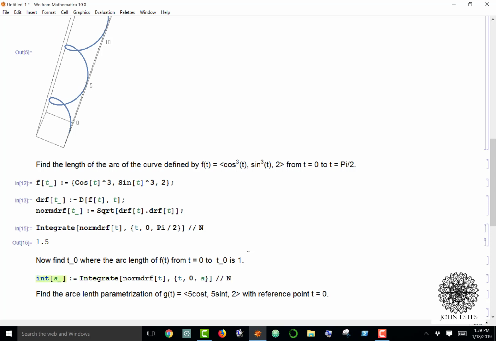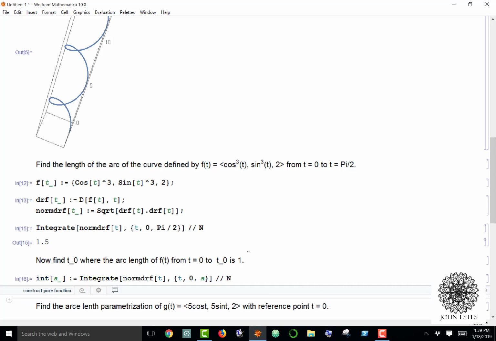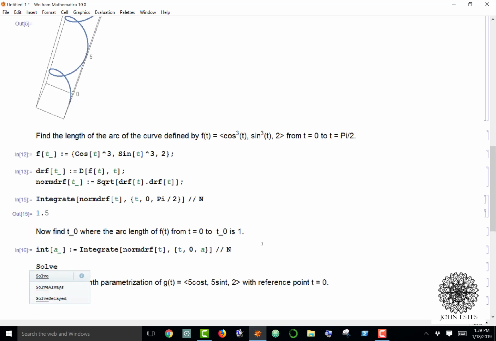And let's make that a decimal value, okay? So there's my int function, and what I want to do is figure out what value of a, so that's the t naught, what value of a would make this integral equal 1. So I'm going to use the solve function, and this can be complicated sometimes depending on what your function is. You may have to use find instance or something along those lines, but I can use solve here. I solve the integral of a for 1, and I get the value.